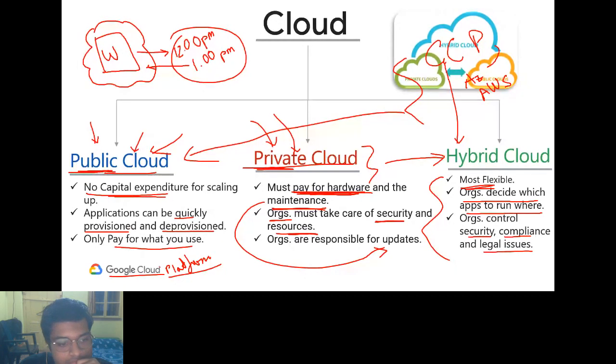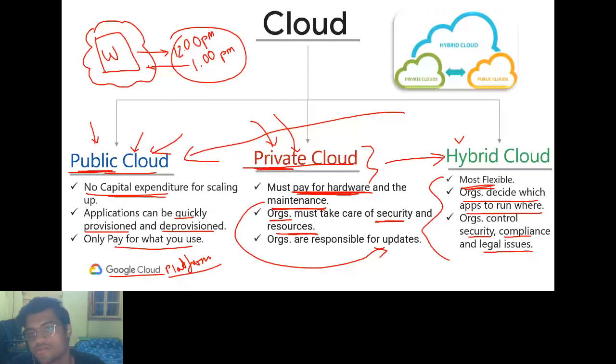Okay. So if I just remove this, you can see this is a good small representation of how hybrid cloud works. It connects private clouds and public clouds.